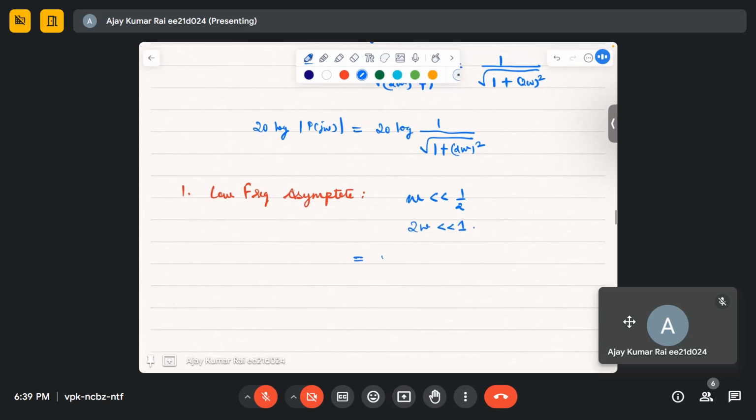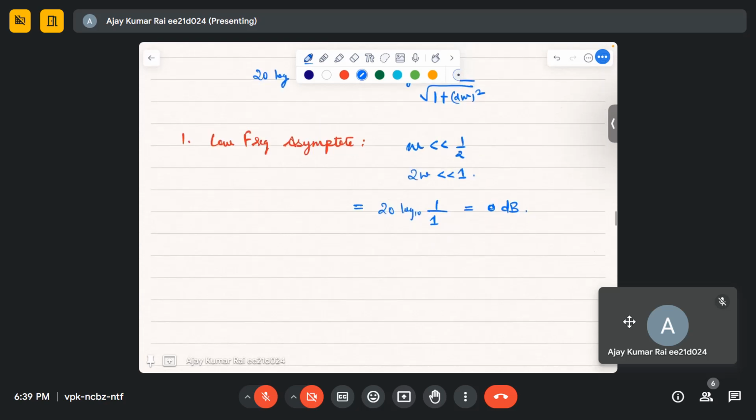So what will be the magnitude? 20 log of 1 by root 1. Root 1 is 1. So that's why the low frequency asymptote is 0 dB. Okay, so let's find the high frequency asymptote.